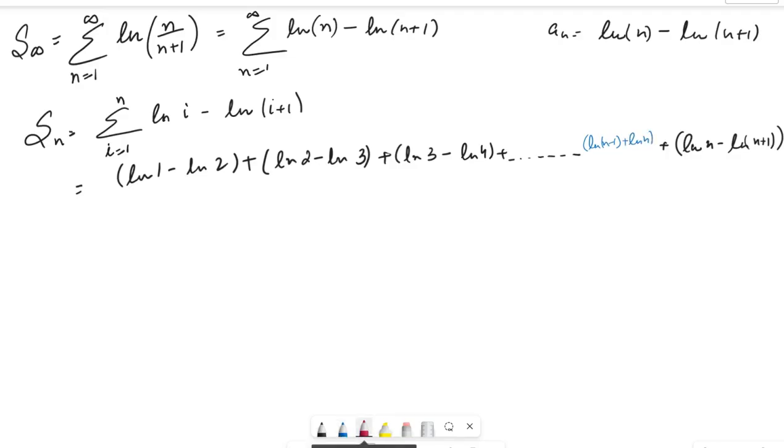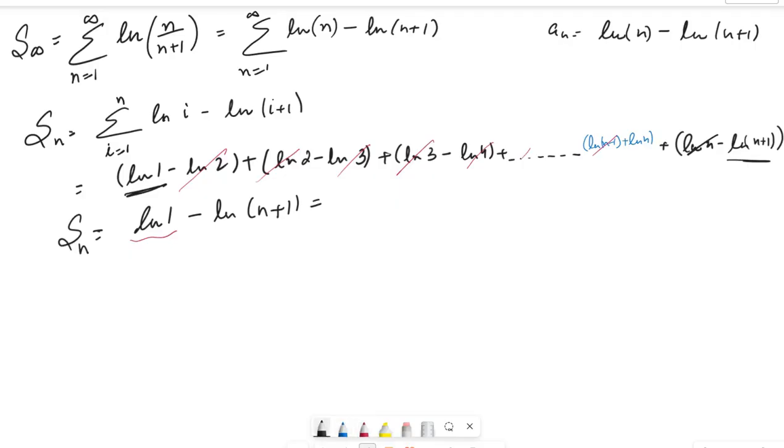Now we notice this log 2 and log 2 cancel. That is the fun of telescoping series, that a lot of terms get cancelled. So what we can write is that S_n would be the natural log of 1, that's the first term, and the last term will be left also because all the other terms will be cancelled. Now log of 1 is anyways 0, always 0. So we are only left with a negative natural log of n+1.